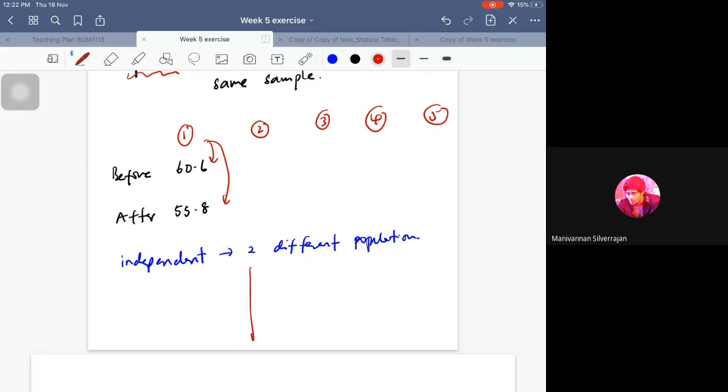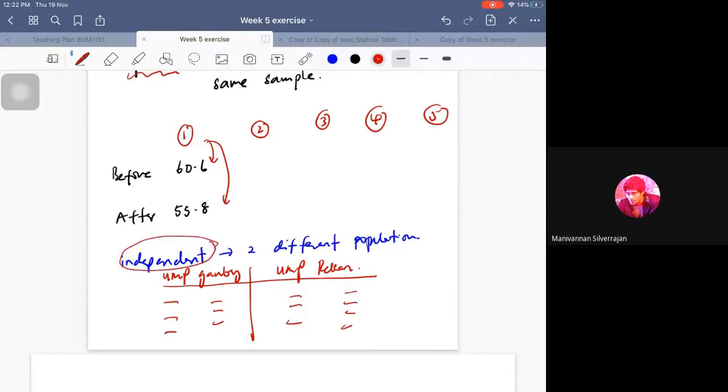So what I can do is I can have two different populations. One is UMP students in Gambang. The other population is still the UMP students, but these people will be in Pekan. So these two groups are not related to each other. From UMP Gambang, I will get some data. From UMP Pekan, I will get some data. So this will be the case of independent sample.